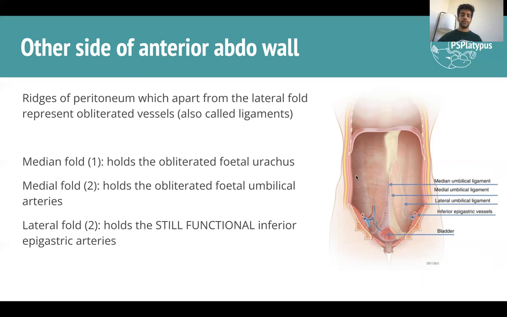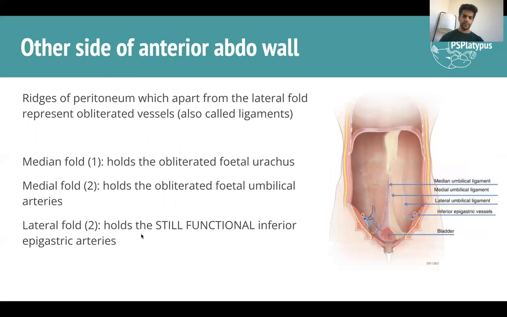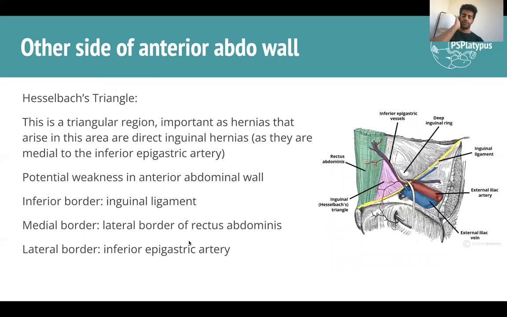Now, lastly, your lateral folds. This is probably the most important one. This holds still functional inferior epigastric arteries. So think of the word epigastric, it's just a word to describe your abdominal region, specifically your upper abdominal region. So you have your superior and your inferior epigastric arteries, which provide blood supply to your rectus abdominis and some other layers. And so those inferior epigastric arteries are in your lateral fold. So that's something you always want to avoid in surgery to avoid bleeding. Okay, and it's also a big landmark for hernias and stuff, which is a huge topic, so we'll talk about it later.